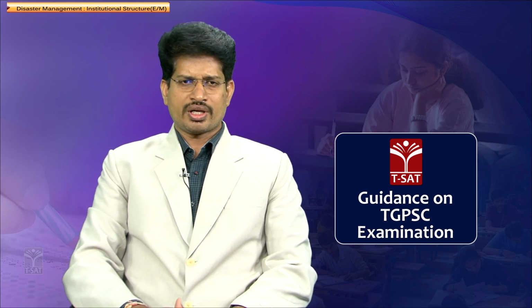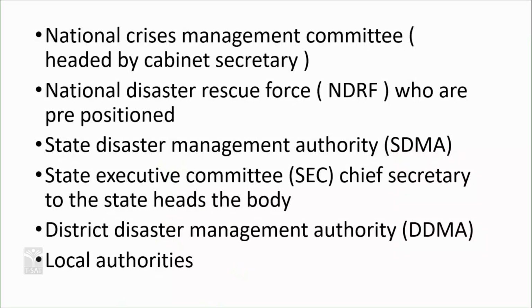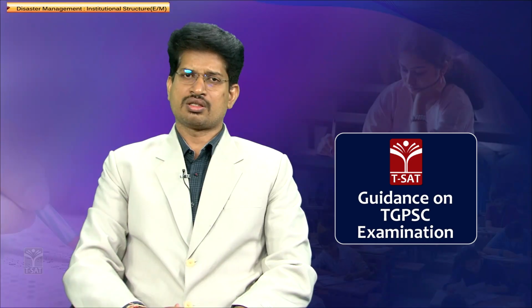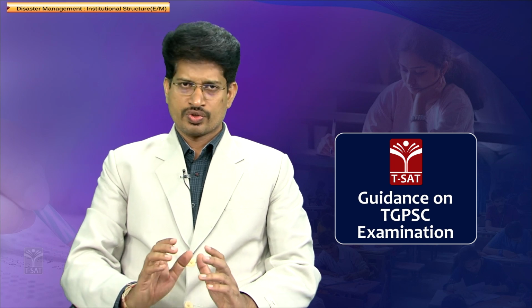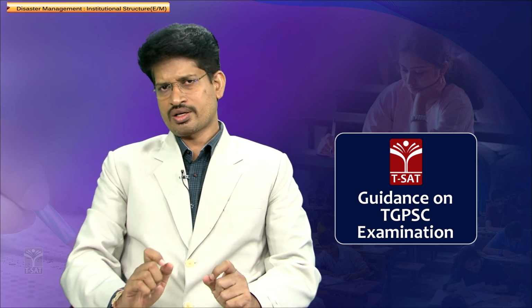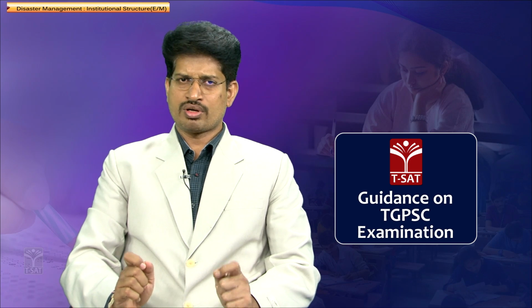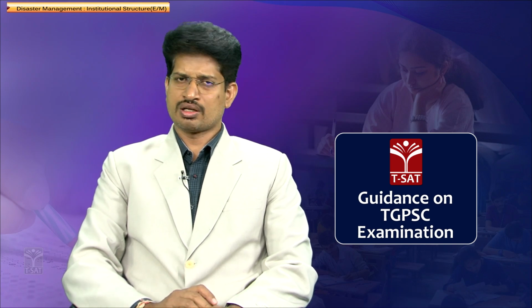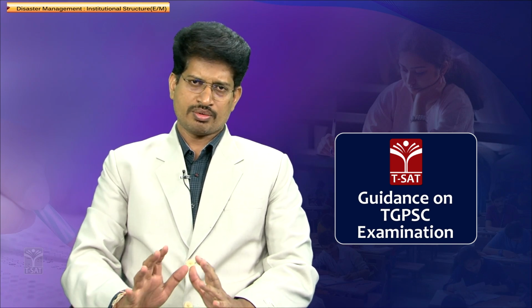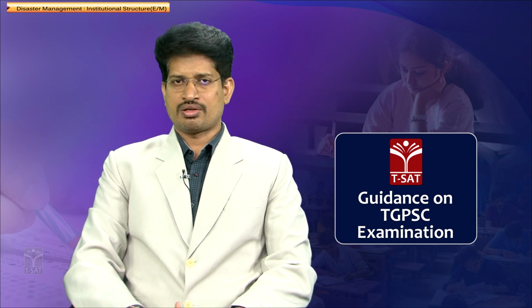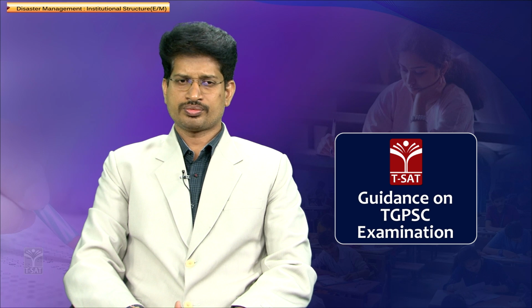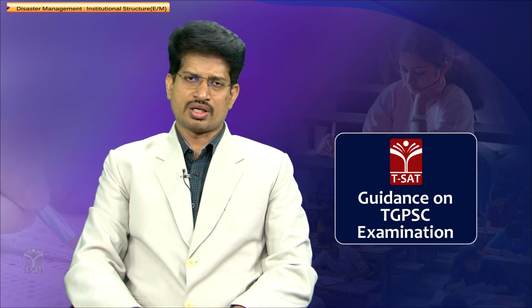So next is the District Disaster Management Authority. In this authority, the district collector is made the chairman, because the district collector legally has the authority to command all the departments in the district. So see the line of authority and the kind of people who have been appointed as the heads of these different hierarchical positions: they have the capacity to command and control the situation. Next, the local authorities.